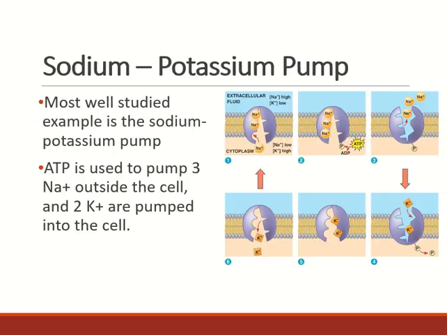How this works with our active transport is we're going to look at what's called the sodium-potassium pump. It's the most studied, well-known primary active transport. It's what our nervous system uses to allow the neurons to send signals down. So this is our primary active transport.